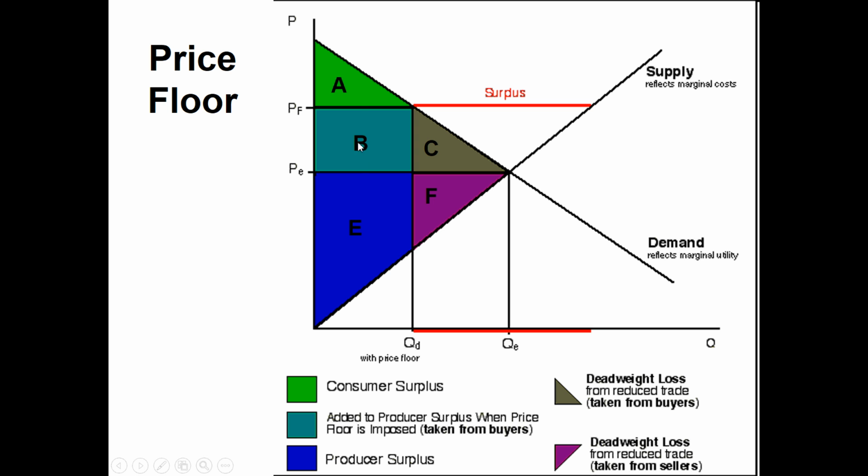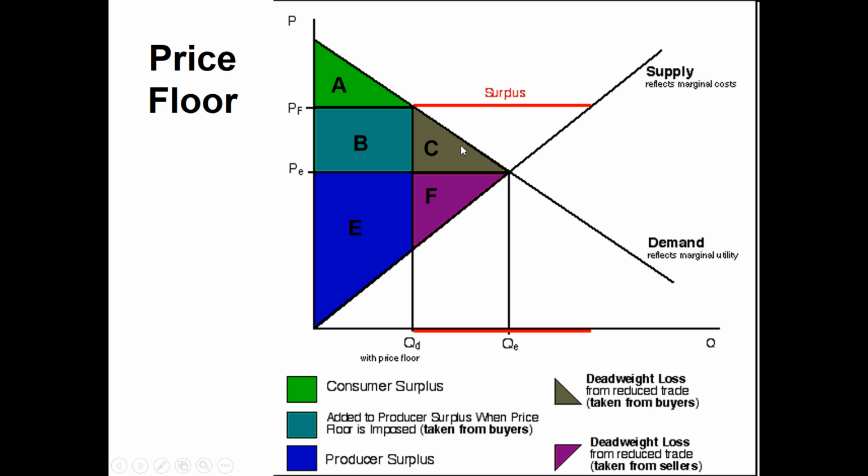Area B used to be consumer surplus, but now because sellers get this nice high price, they reap areas B and E as producer surplus. Once again, C and F are deadweight loss, and you find them below demand, above supply, and between the quantity we made and the quantity that we really should have made, if you think in terms of what would be the allocatively efficient output level.